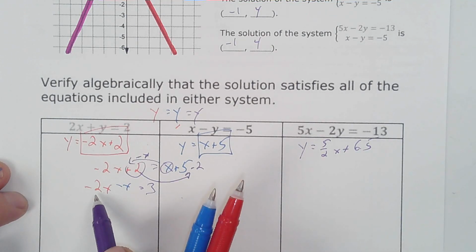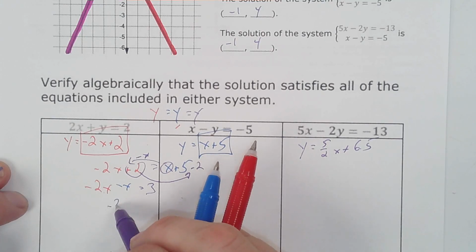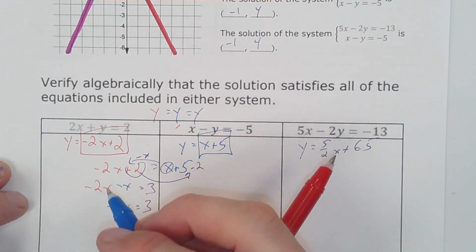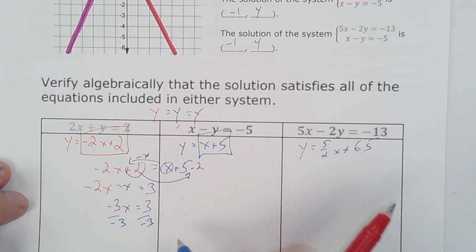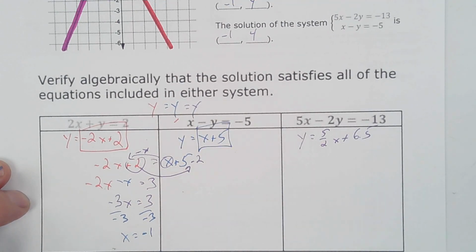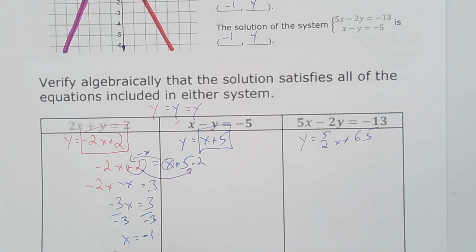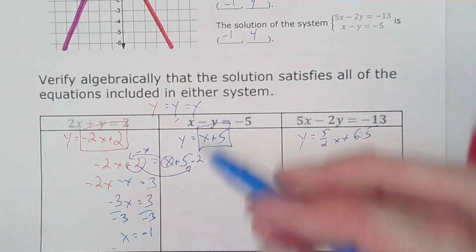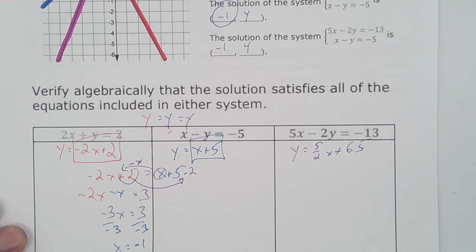So here we have -2x minus another x makes -3x equals 3. Divide both sides by the coefficient of the variable term, that is by -3, and I will therefore have x equals -1, because negative divided by positive is negative, and 3 divided by 3 is 1. Okay, and you can see that that is the solution point for my x value.